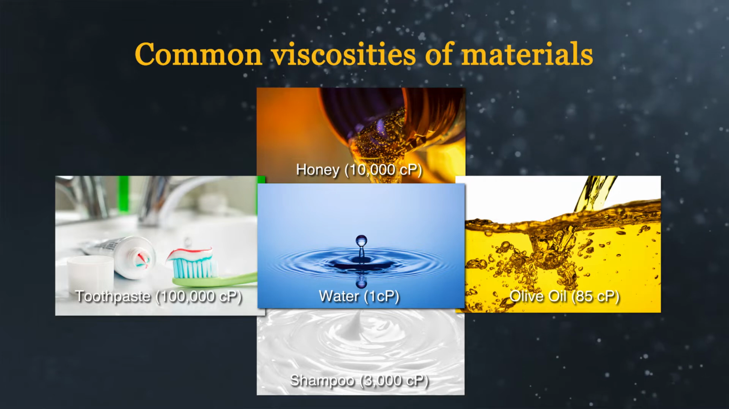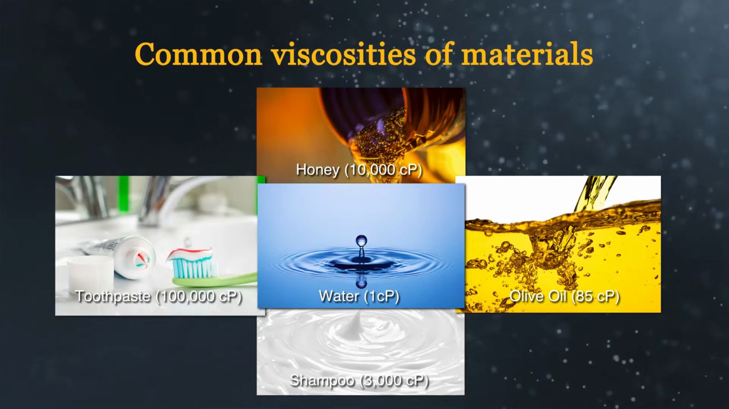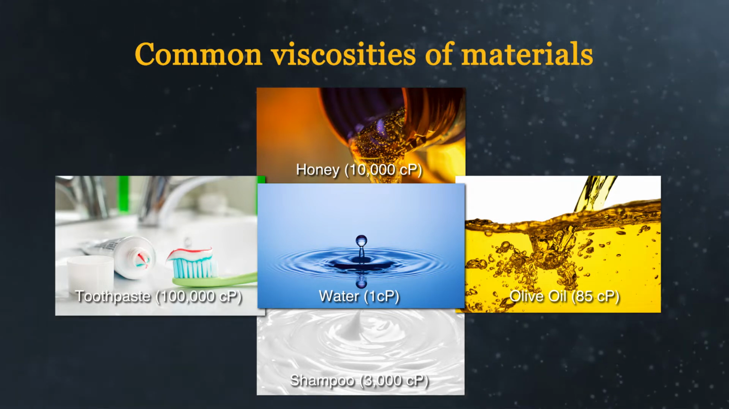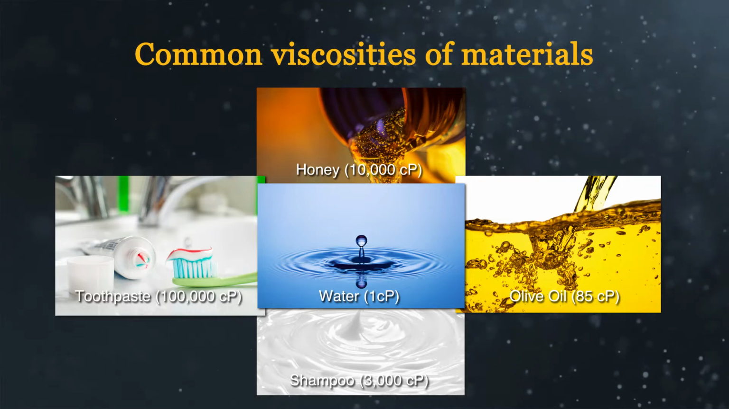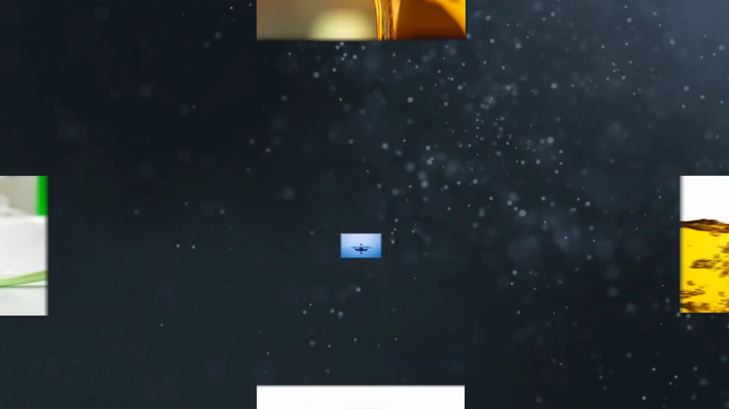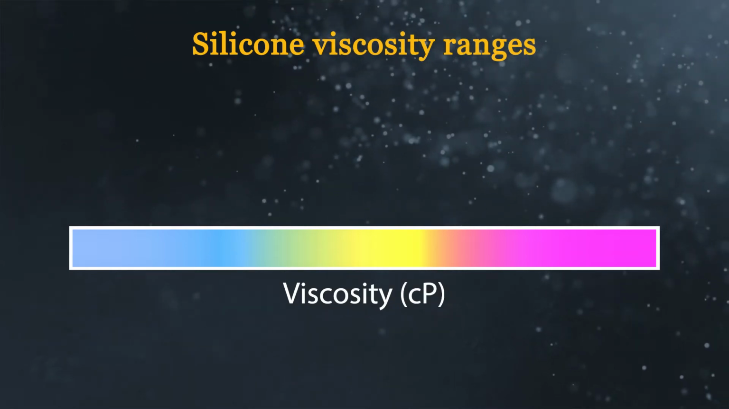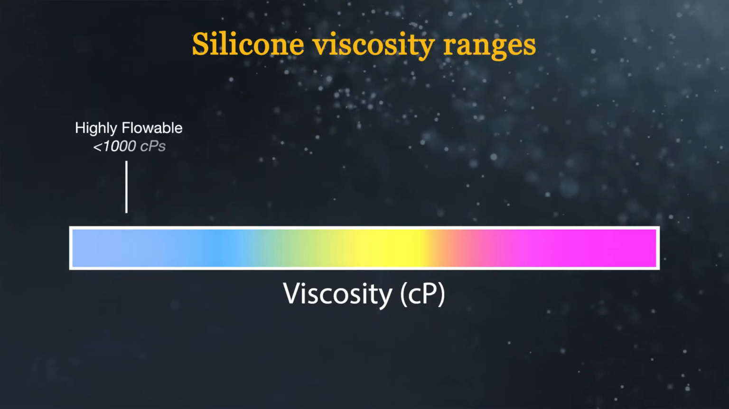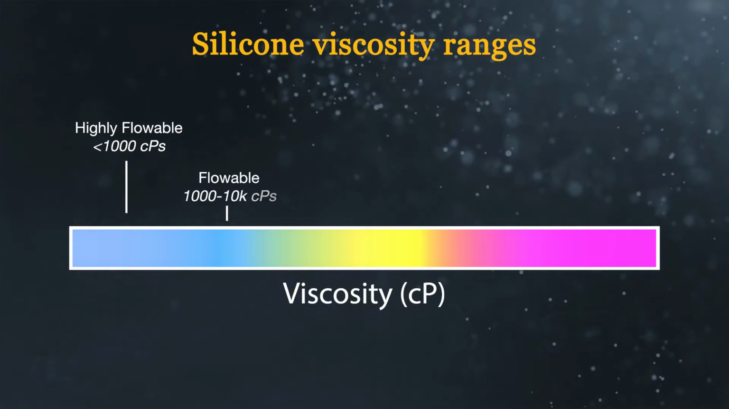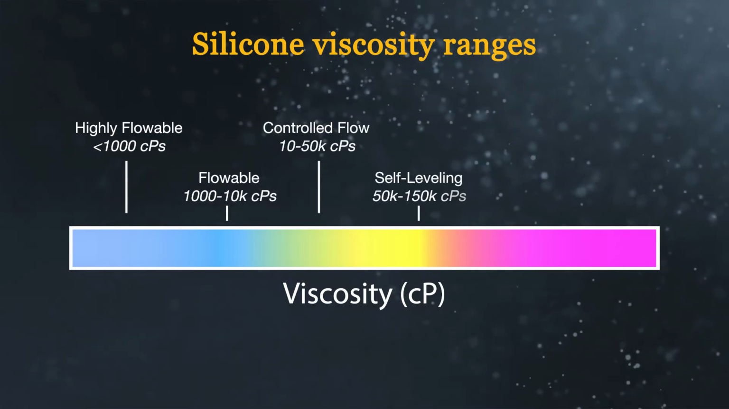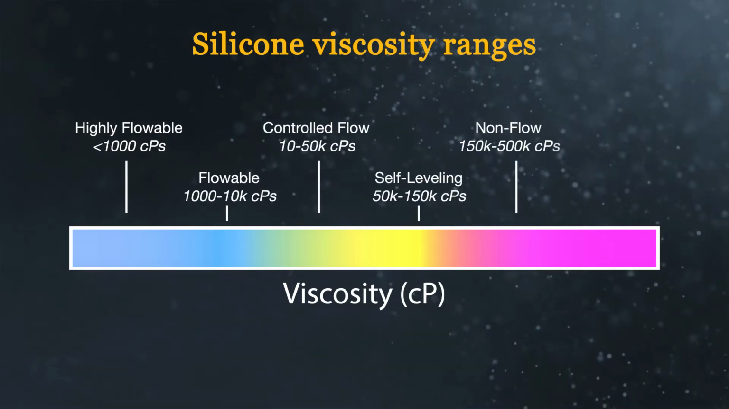You can see that the scale does not seem linear. Olive oil at 85 centipoise would not be considered to be 85 times less flowable than water. For practical purposes, we categorize materials as highly flowable, flowable, controlled flow, self-leveling, non-flow, and non-slump.